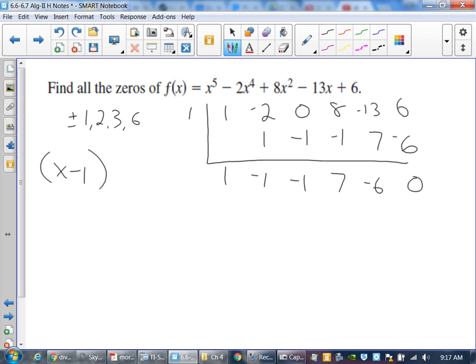Notice, I'm writing these off to the side so I don't forget them. Okay? And now switch it. Double check it. See if it's a duplicated 0. Always check to see if it's a duplicated 0.